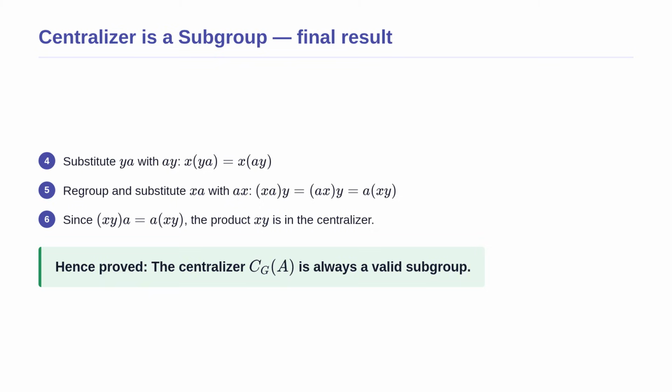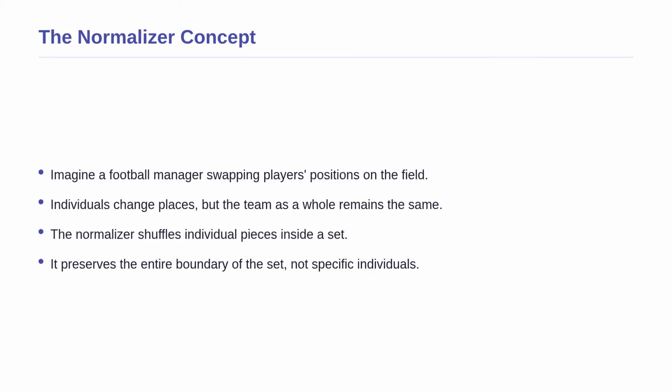Since x is also in the centralizer, it commutes with A as well, allowing us to swap them. Finally, we regroup to show that the combined element x times y has completely swapped places with A. The intuition here is that if two elements preserve the target individually, their combination does too. A similar logic proves the inverse is also in the centralizer, giving us our final result. It is always a valid subgroup. So we have proven that the centralizer is a strict subgroup.